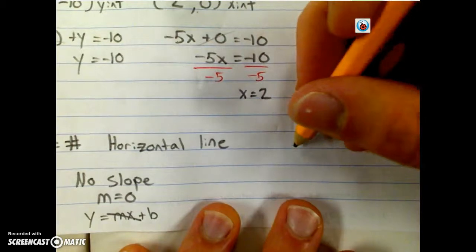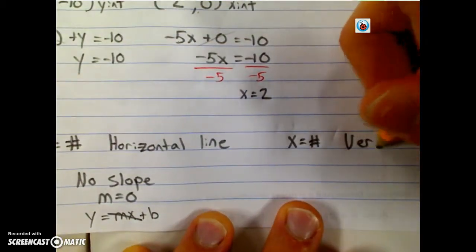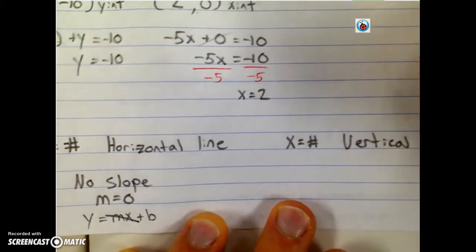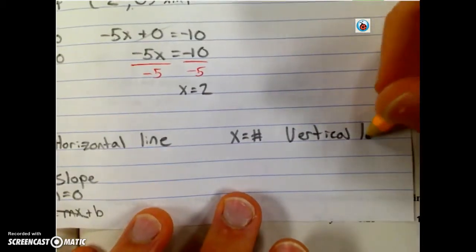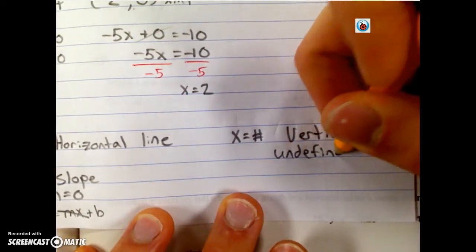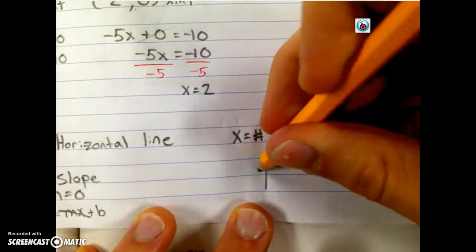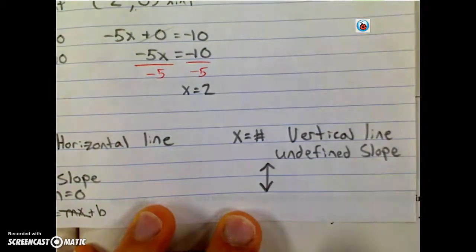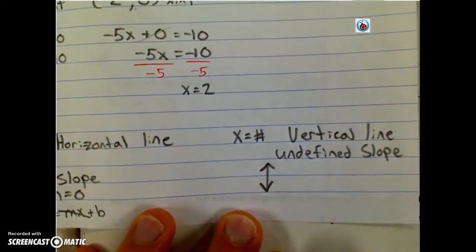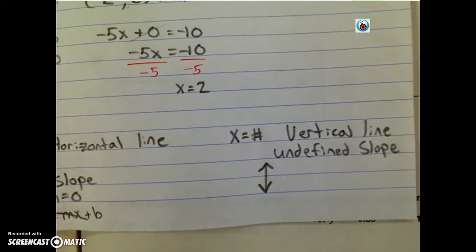All right, and here where we have x equal to a number, this is going to be a vertical line, and the slope is called undefined. The reason why is it runs vertically, it runs down. So think about that, and we'll see a quick example of this.